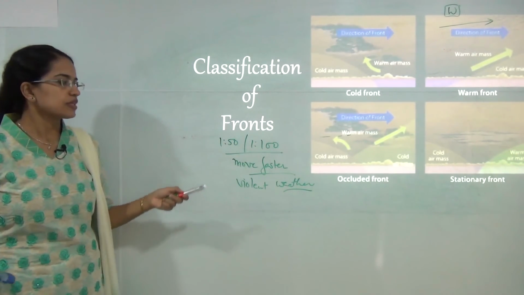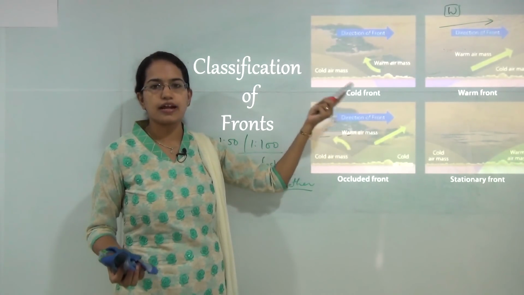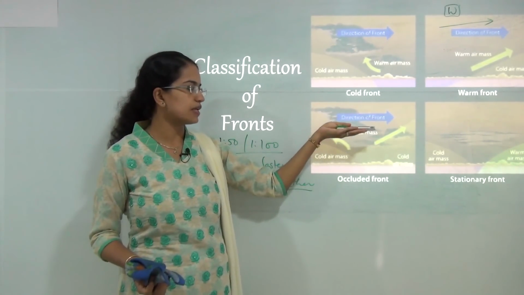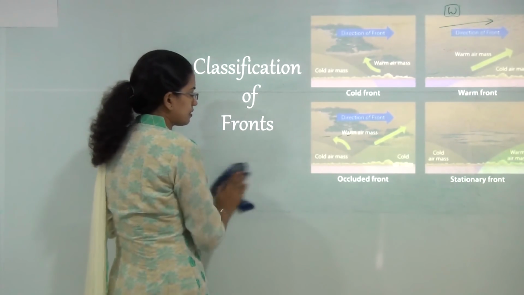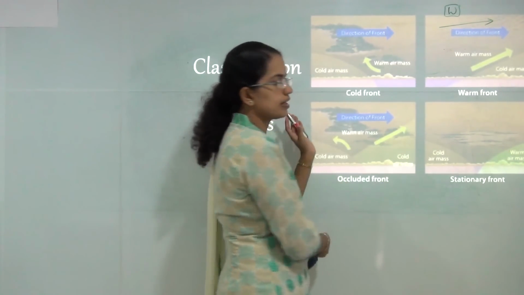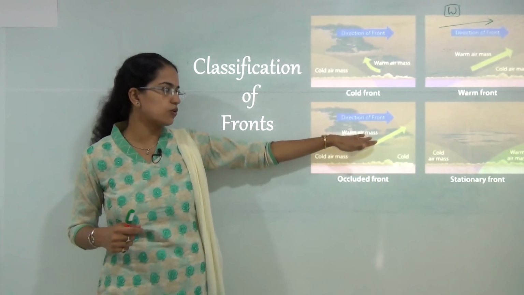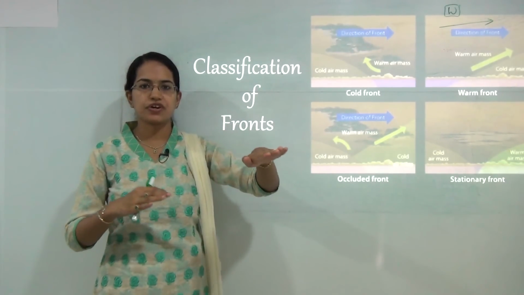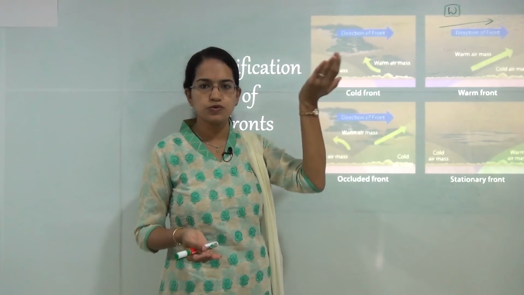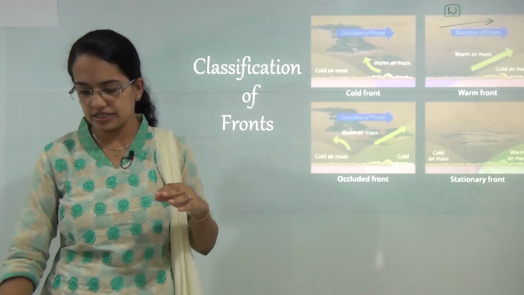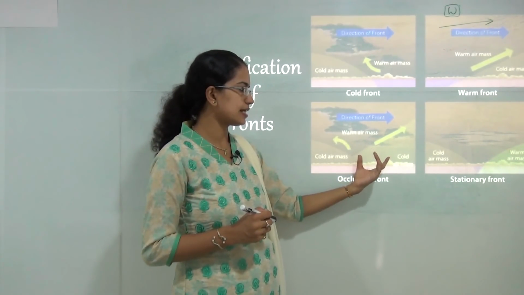Occluded front is if the cold air is moving and displacing the warm air, and finally the warm air is displaced to an amount that it moves away from the ground, we call it occluded front. So occluded front, I repeat again, you have the cold front which overtakes the warm front in such a manner that the warm air moves away from the ground. It is commonly seen in the regions of North America where you have the cold front occlusions that take place.